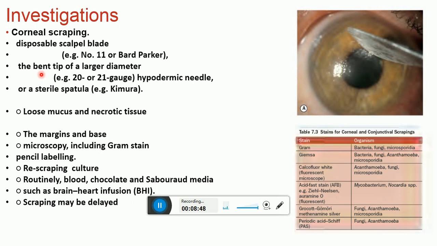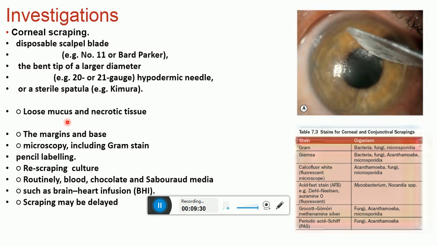It can also be taken with the bent tip of a large diameter, like 20-21 gauge, hypodermic needle. Or it can also be taken with a sterile spatula, for example, Kimura. The easiest way to plate scrapings without breaking the gel surface is with a spatula. If a fresh spatula is not available for each sample, a single instrument should be flame sterilized between scrapes by heating for 5 seconds, cooling for 20 to 30 seconds.